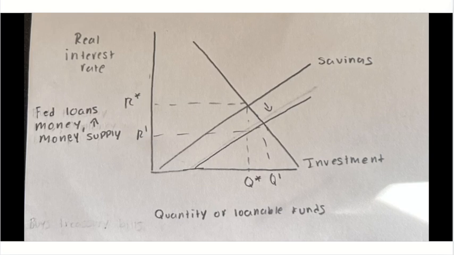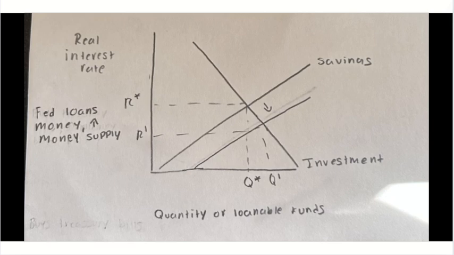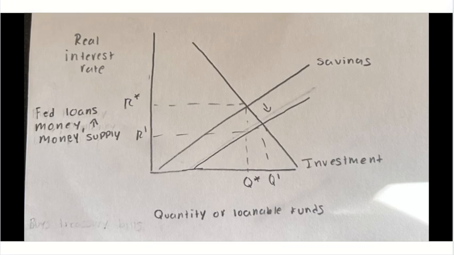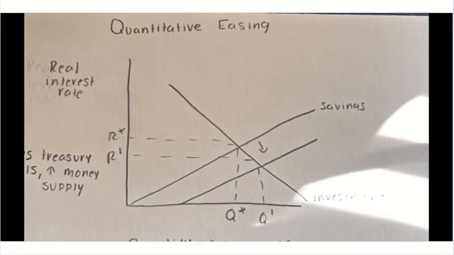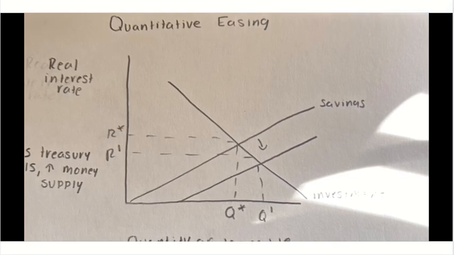And finally, quantitative easing will directly increase the supply of money by buying government securities. One example would be to buy treasury bonds, which will ultimately lead the money supply to increase.